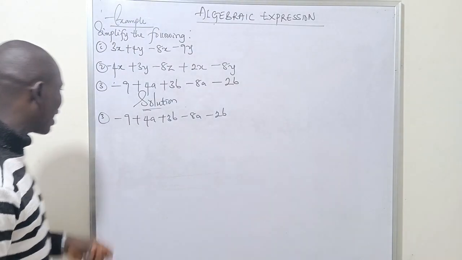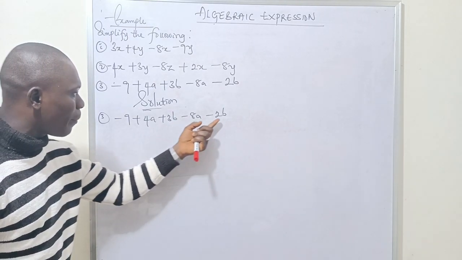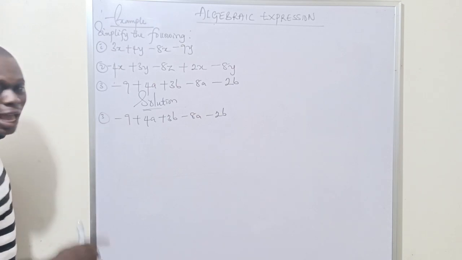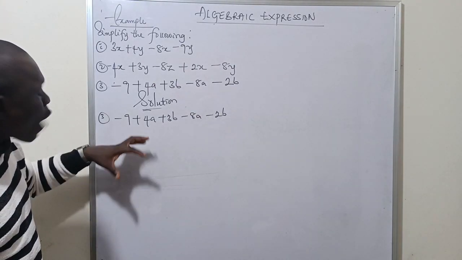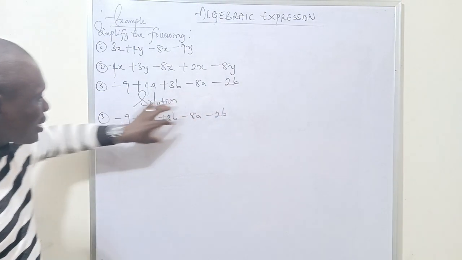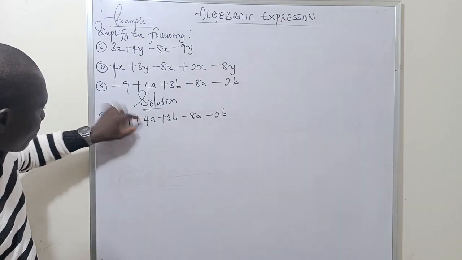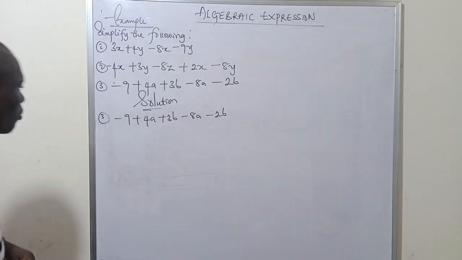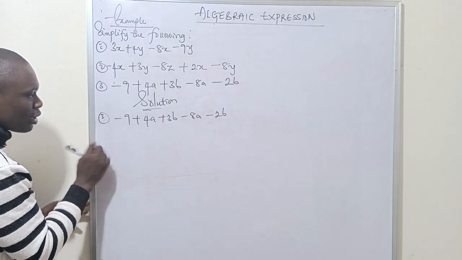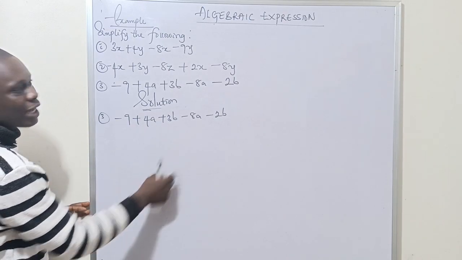This is the third one. The third one says minus 9 plus 4a plus 3b minus 8a minus 2b. At this point, like I told you, you need to understand how many variables this expression is made of. We're having the numerical term, and we're having a and b. So it simply means I'm going to be dividing all of these terms into 3 groups. The first one is just numerical. Now the second one is a and the third is b.